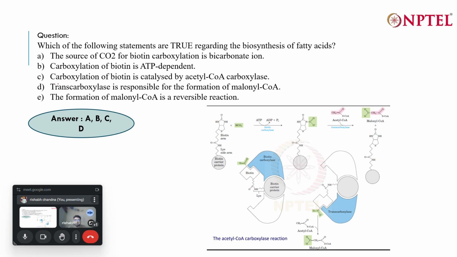So let's see the options. The source of CO2 for biotin carboxylation is the bicarbonate ion. Yes, this is correct, as we can see in the image also. This is the biotin arm of the biotin carrier protein. First, the bicarbonate ion is added to this by the biotin carboxylase enzyme with the help of ATP. Now this carbon dioxide is added, then the transcarboxylase enzyme adds an acetyl coenzyme A group to this. So this forms malonyl coenzyme A.